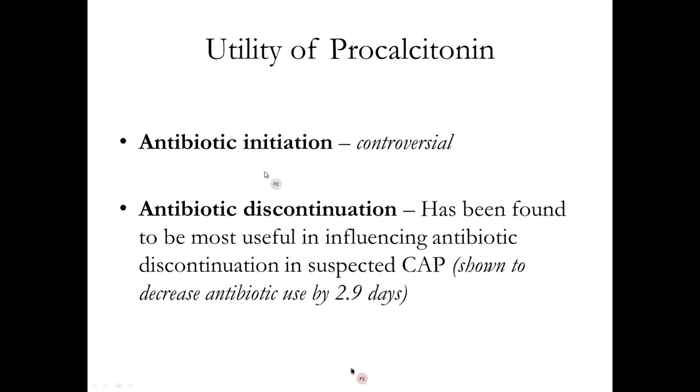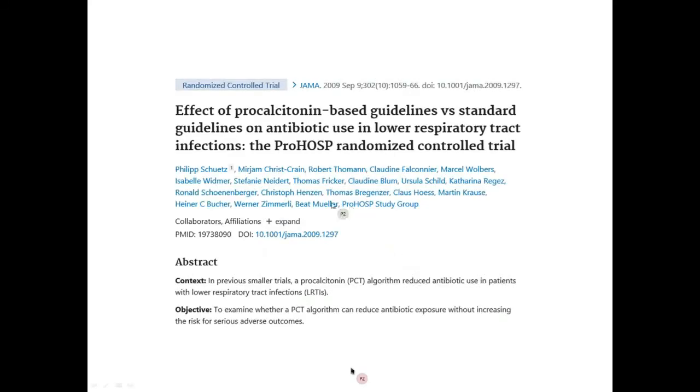As mentioned, procalcitonin has been found to be most useful in influencing antibiotic discontinuation in suspected community-acquired pneumonia cases. And indeed, some studies have shown that it can decrease antibiotic use for up to about 3 days, which is significant. Now, this study here, which is from JAMA from 2009, evaluated a procalcitonin-based guideline versus standard hospital guidelines in the use of antibiotics in lower respiratory tract infections.